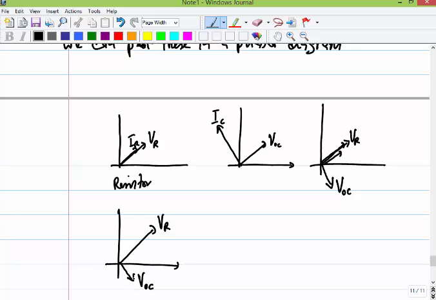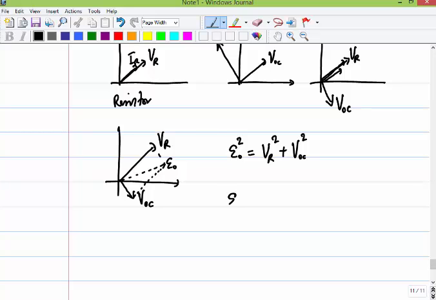So this gives us an effective E. We can say this is the E naught. So E naught squared is equal to VR squared plus V naught across the capacitor squared.